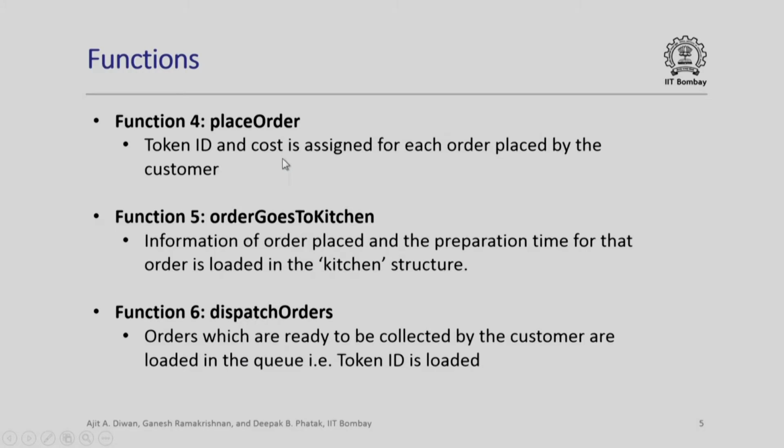Now, once that is done, each order has to go to kitchen. You remember we said that we shall have an array, and in that array when an order goes to kitchen we shall store not only information about order place, but also preparation time for that order. Again, note that the preparation time could be random in real life, but for illustration we are using an arbitrary fixed time for every order.